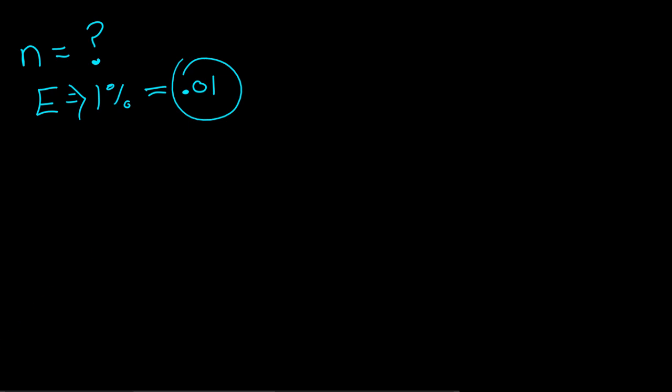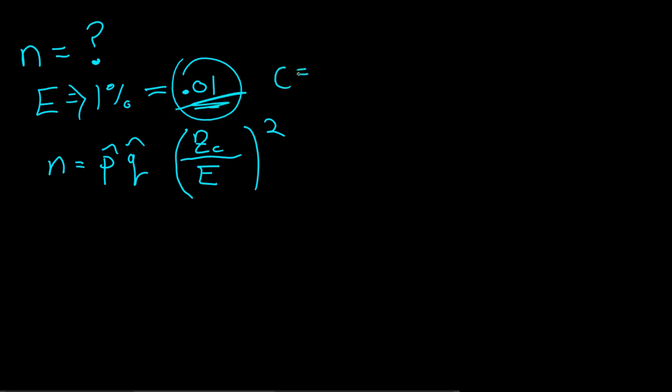So let me rewrite this equation here to find the n we need. So we need n equals p q times my critical value over my margin of error squared. So we have to find an experiment, and we need to be able to say how many n we need to go. So I need to be accurate, and I need to be sure. So I want to be within 1%, and I want to be 99% confident of the results I get.